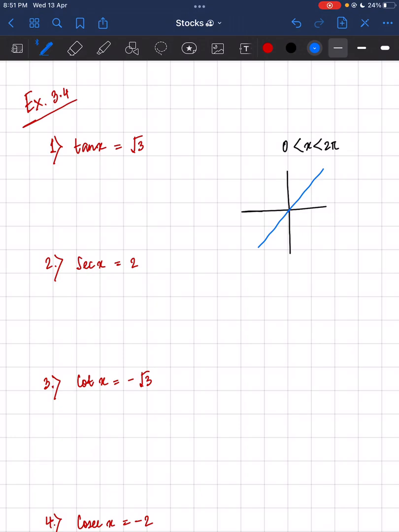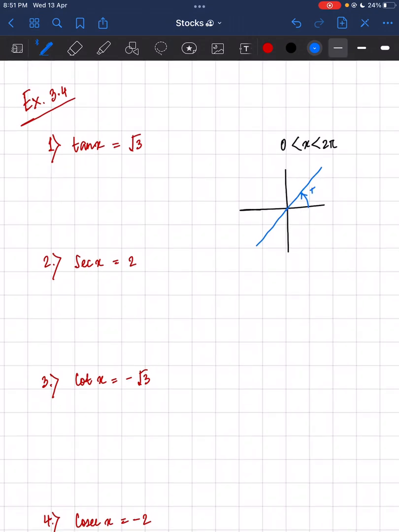The first quadrant angle will be what? We are quite familiar with that one because we know that tan 60 degree is root 3. So the first solution of this question is pi by 3. So x value will be pi by 3. That's the first principal solution.